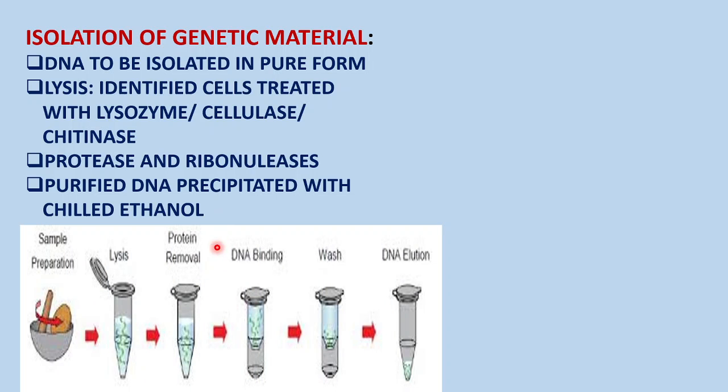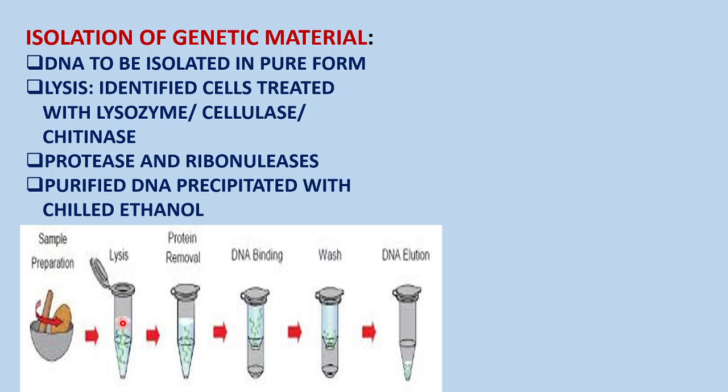Now here the steps are shown in the form of a figure, which will make it easier for us to understand. So what will be done? First is sample preparation. Sample preparation means the particular tissue is extracted out. Suppose you want to extract the DNA from an onion plant cell. So what will be done? We will first prepare the sample. We will crush the sample. We will make a slurry of the sample.